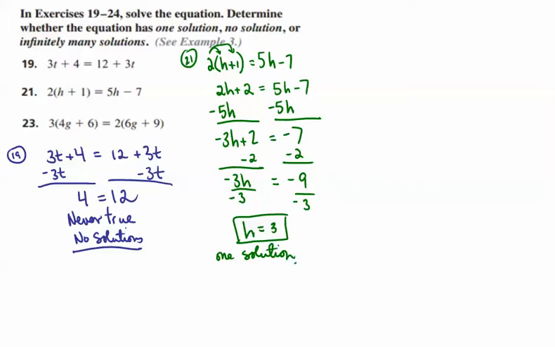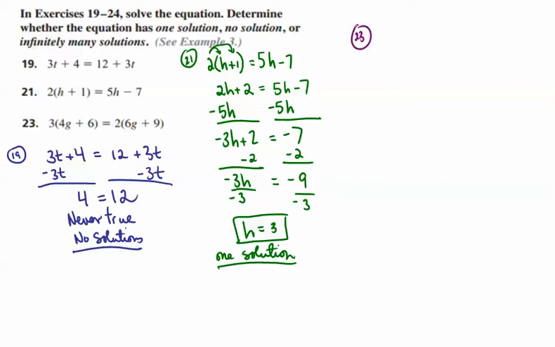And what does that mean? It means that the original equation, 2 times the quantity h plus 1 on the left, will only equal 5h minus 7 on the right when h is equal to 3. Any other numbers will not make the left side equal to the right side. We'll go on to the next example, number 23.